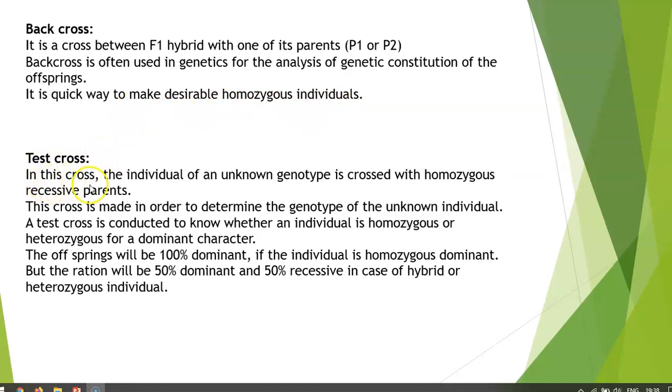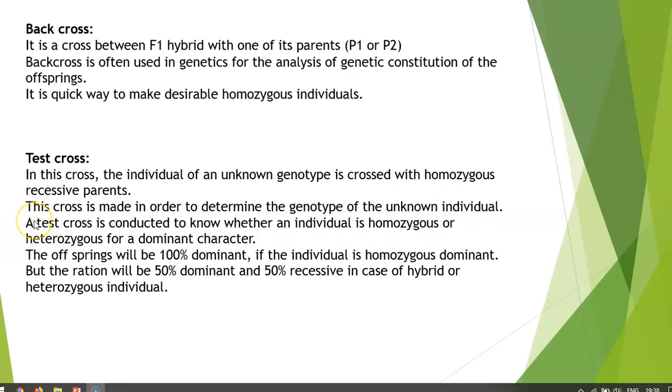Test cross. In this cross, an individual of unknown genotype is crossed with a homozygous recessive parent. Please note, students, it's recessive parent only. In case of the back cross, the F1 hybrid can be crossed back to any of its parents. This cross is made in order to determine the genotype of the unknown individual.